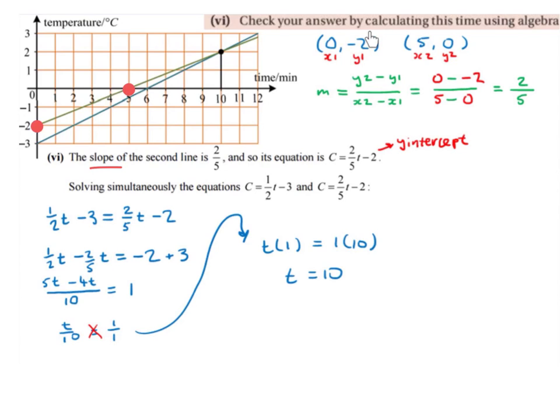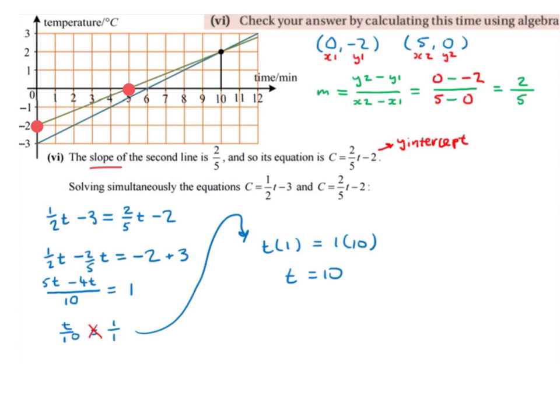I label them x1, y1, x2, y2, and I substitute them into my slope formula, which is m equals y2 minus y1 divided by x2 minus x1. So I get 0 minus -2 divided by 5 minus 0. Minus -2 gives me +2, so I get 2 over 5. So the slope of the second line is 2 over 5.